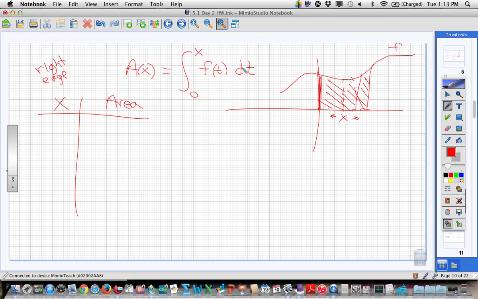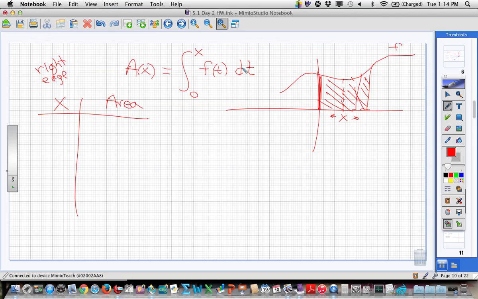It will mess you up for a while. X is this variable here, matches this variable here, right? The input of our area function is this right edge of our area. This variable in here doesn't really matter. It's just there. It could be anything, as long as it's not x. Okay? All right.